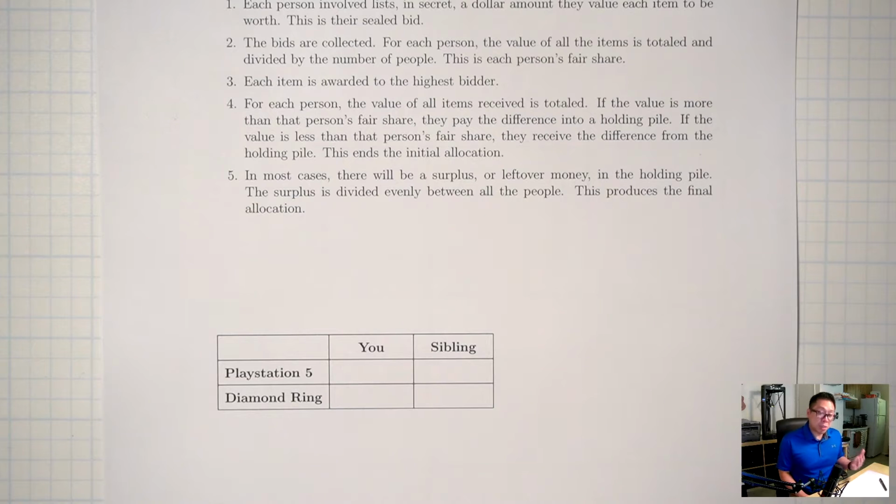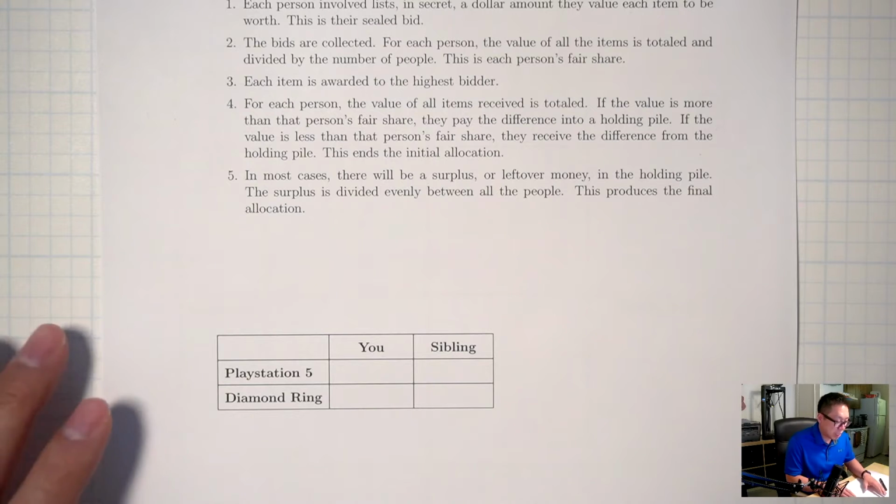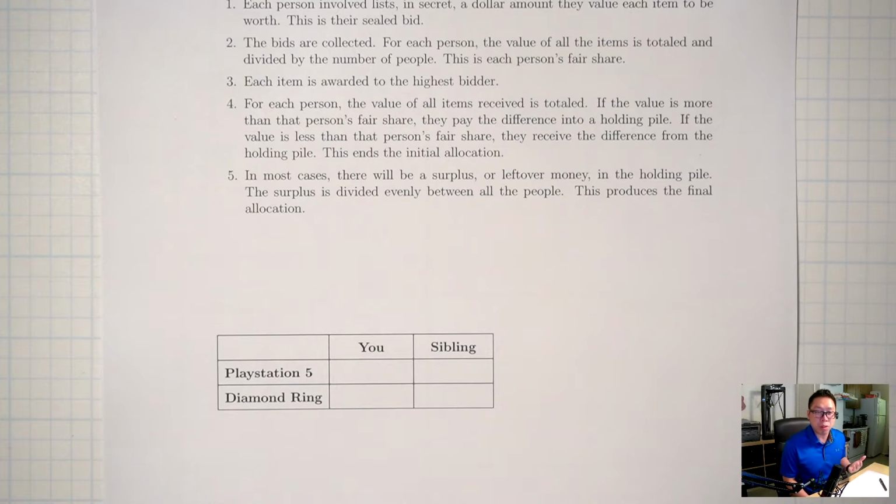So my sister and I were given a PlayStation 5 and a diamond ring. This is fake. I don't have a PlayStation 5. But pretend that we were given a PlayStation 5 and a diamond ring. So now we have to bid on the items, and decide how much each item is worth to us. And this is done in secret, right? So that's why it's called sealed bids. So I don't get to see what she values each item, and she doesn't get to see how I value each item.